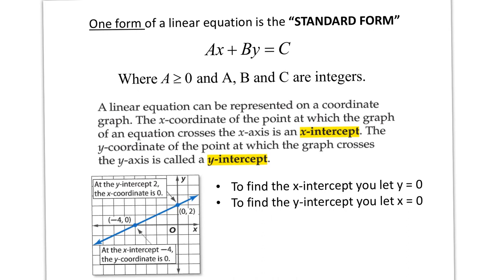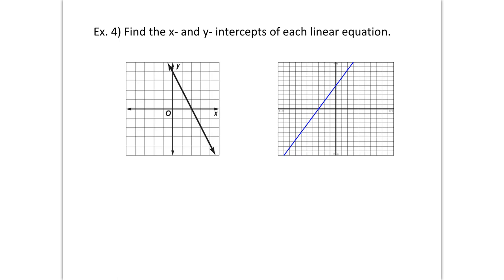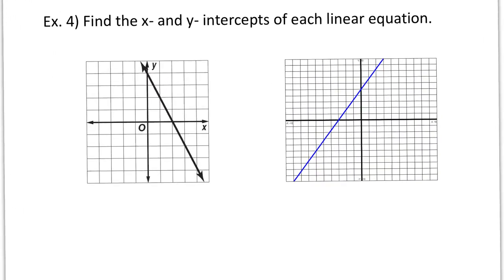After you find those x values and y values, the x-intercept and the y-intercept, you plot those points, and then you connect the points. So let's go ahead and try some examples where you find the x and the y-intercept, and then we're going to graph using those intercepts. Here we're not actually graphing. The graph's already made for us, but we want to find the x and the y-intercepts. So that's this first example.